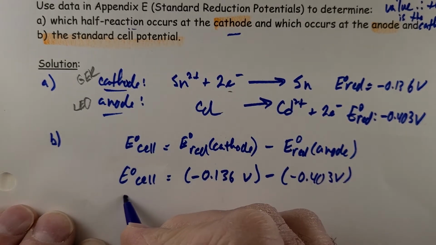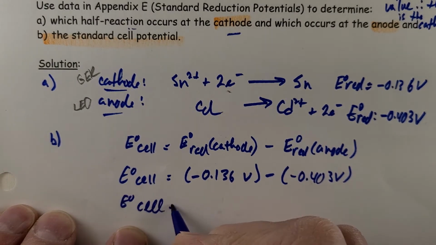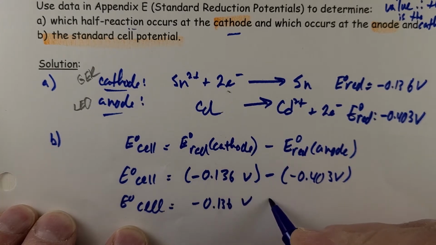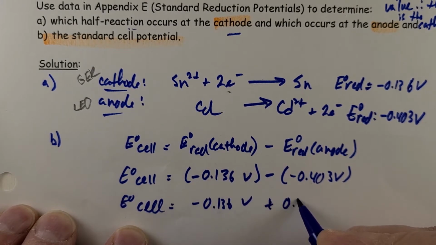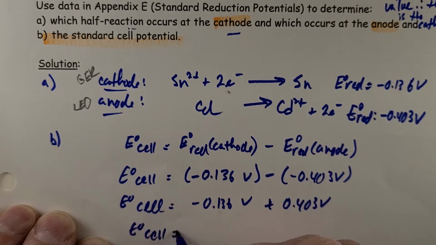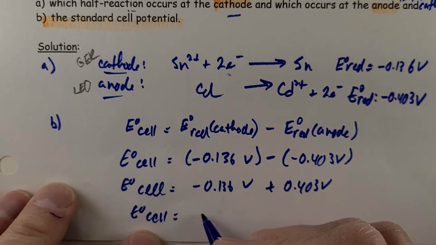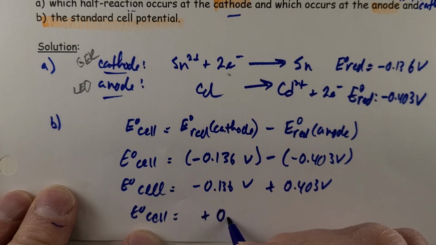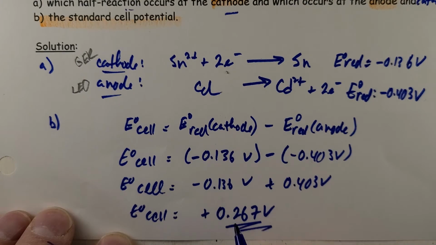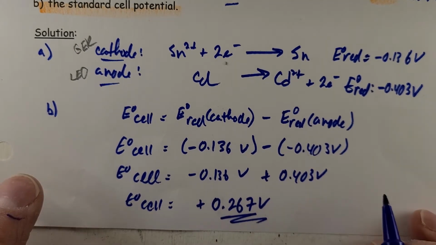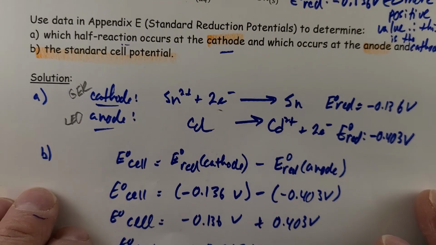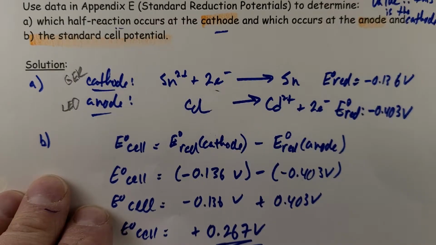Okay, so we got that. So E cell, 0.137 there. Negative, negative, that gives me a positive. So E cell works out to be plus 0.267 volts. So we should get a positive there. If I don't, that means the reaction is not spontaneous. And again, that's going to kind of kick into the last section that we have for here.